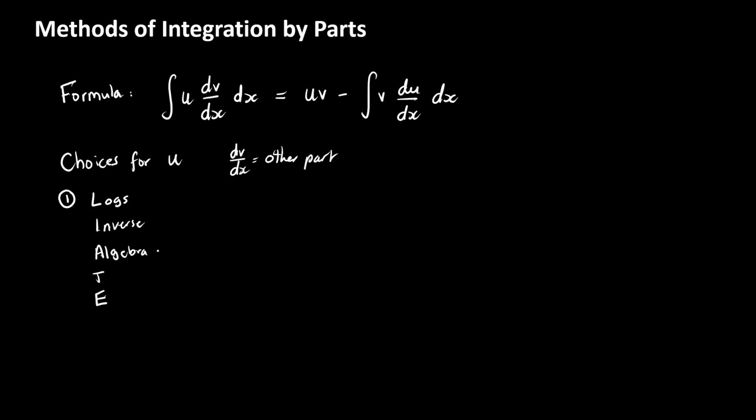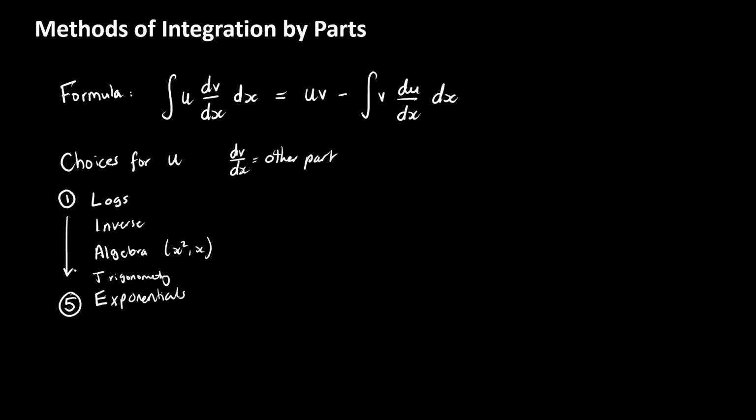Then A is algebra, so that's any terms like x squared, any powers of x. Then T is trigonometry, so that would be sine, cosine, tan, sec, cosec, and so on. Last but not least, we've got exponentials. So anything with a power, so e to the x, 2 to the x, 3 to the x, would be right at our bottom priority.